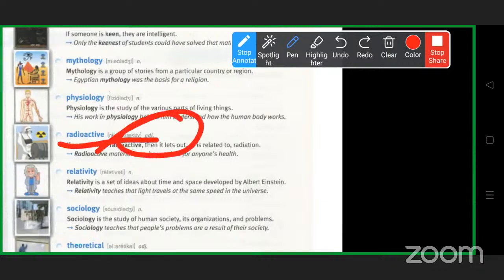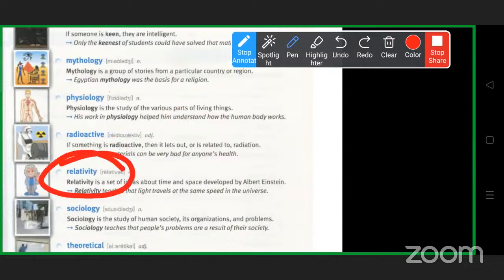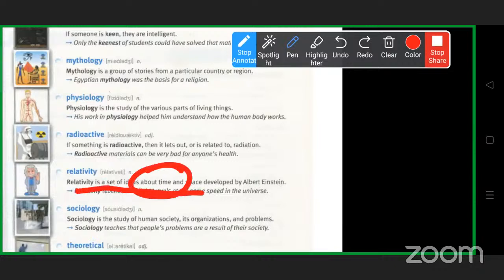Radioactivity would be the phenomenon of radioactiveness, so radioactivity would be a noun. And then thereafter, relativity. Relativity is a theory in science also. We remember that the relativity theory was given by Albert Einstein. So relativity is a set of ideas about time, the relation between time and space. It's more of the scientific words that I'm trying to talk about.